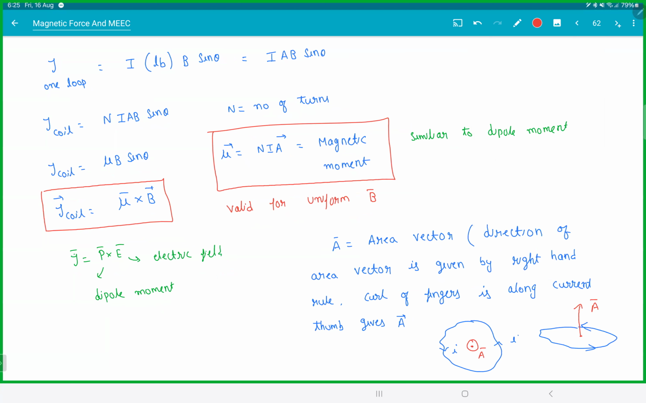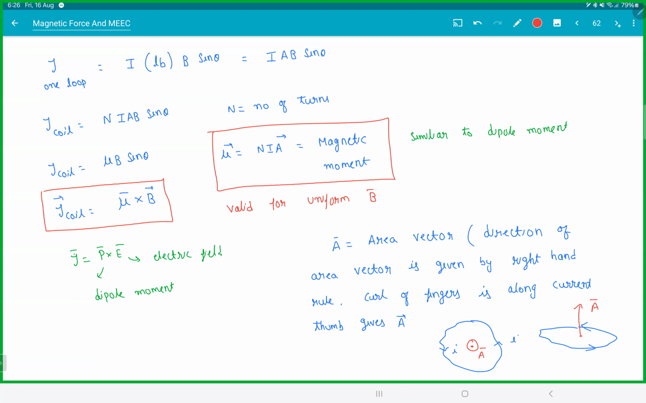Just think of it like this. A cross B, remember the cross product which we did in vectors. A cross B was what? It's a vector out of the plane. That's an area vector, isn't it? A cross B gives you the area of a parallelogram. So same thing here. N is the number of turns, I is the current, A is the area vector. So the direction of A bar depends on the flow of current. If the current is flowing in the opposite direction, then you rotate in the other direction.